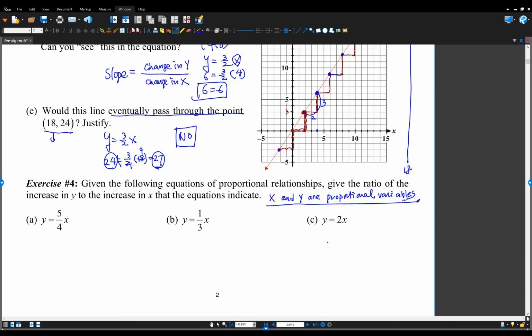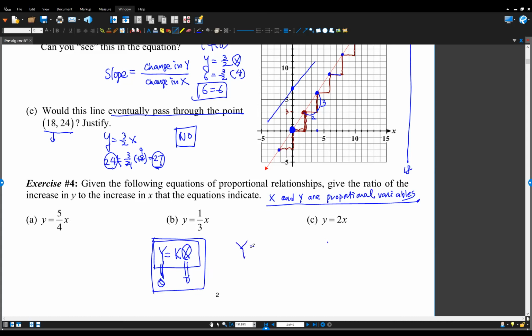Okay. The form is y equals k times x, isn't it? So in this proportional relationship, what does the graph always do? When x equals 0, y should always be 0. The graph should pass through 0 and 0. We said variables x and y are proportional variables. Only if the graph passes through this point, the origin, because you know that when x equals 0, y equals 0.